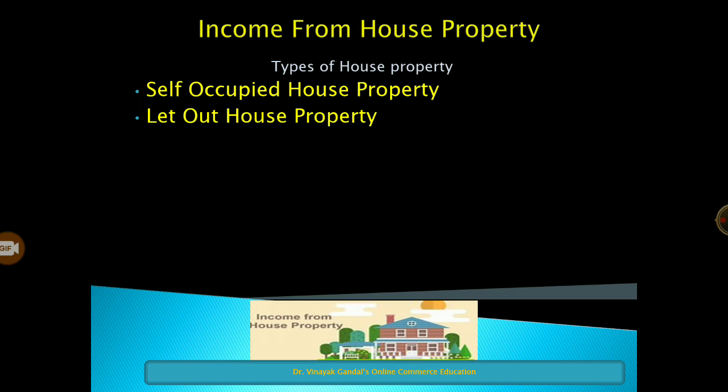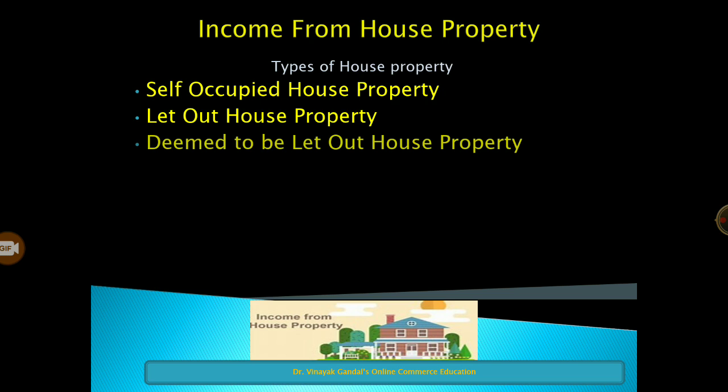It means the property or house which is given on rental basis to other persons for their residential purpose. In that case, the person who has taken the house for residential purpose is called the tenant, and the tenant is liable to pay a certain amount of money as rent or monthly rent to the owner of the asset. That property, which is treated as a let out house property, is also chargeable to tax, and there is a separate procedure to determine taxable income in the case of let out house property.